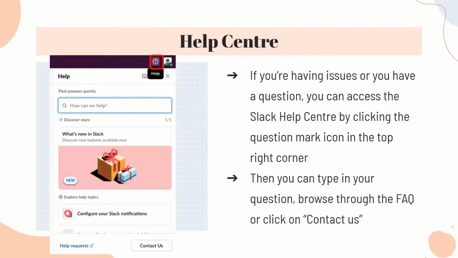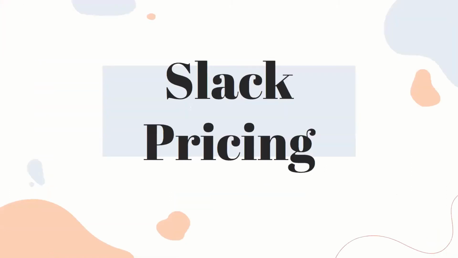So now the Help Center. If you have any issues or a question, you can access the Slack Help Center by clicking the question mark icon in the top right corner. From there, you can type in your question or browse through the FAQ, which is also known as Frequently Asked Questions, and also click on Contact Us for additional support. Slack pricing.